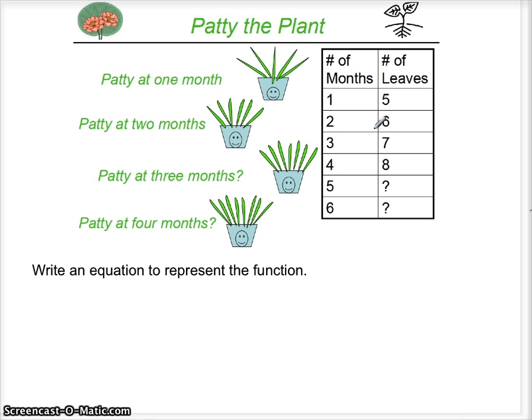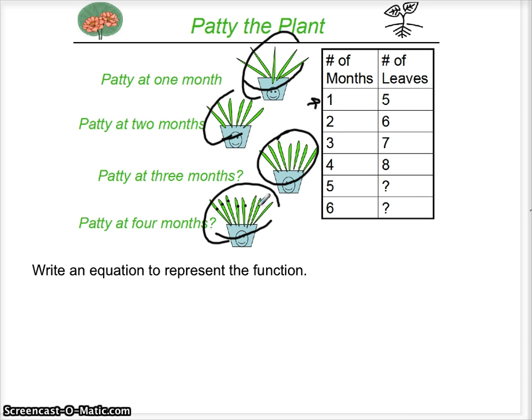Here's a third. Patty the plant starts out with 5 leaves after 1 month. After 2 months, she has 6 leaves. 3 months, 7 leaves. 4 months, the plant has 8 leaves. Okay, 1, 2, 3, 4, 5, 6, 7, 8. So after 5 months, what are you doing each time? You're adding 1. So that would be 9. And then after 6 months, it would be 10.